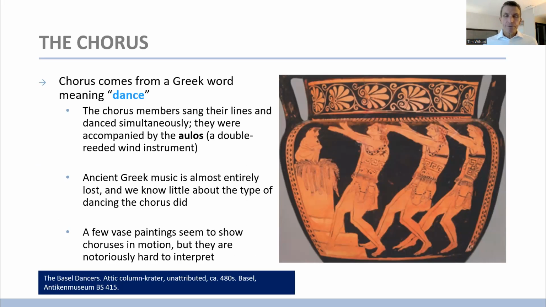And we have some vase paintings, such as the one on the right here, that show the chorus in motion, but they're difficult to interpret. So we don't have a good sense of how their dance worked, that type of thing.